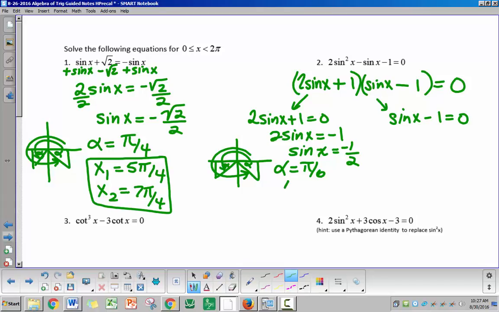So x1 here is 7 pi over 6, and then x2 is 11 pi over 6. Nice. But I'm not done yet.